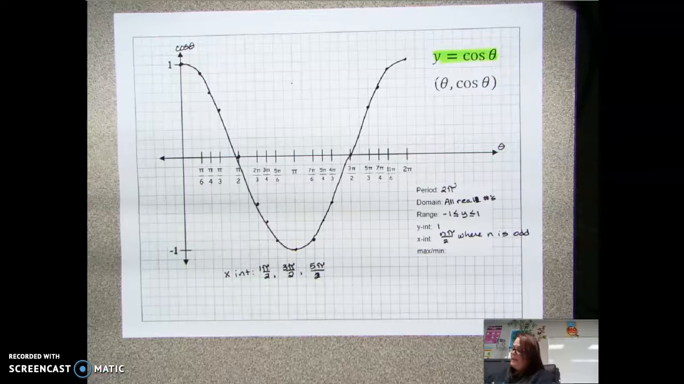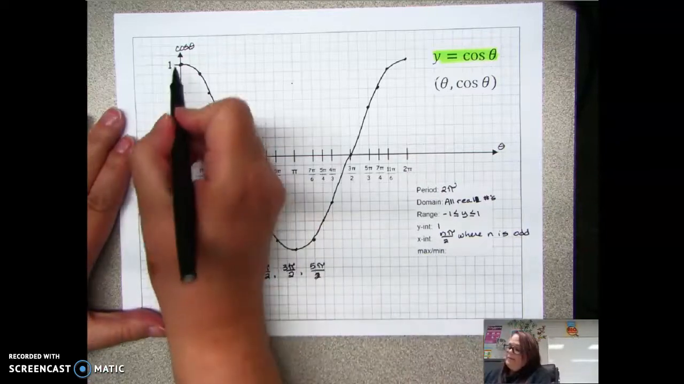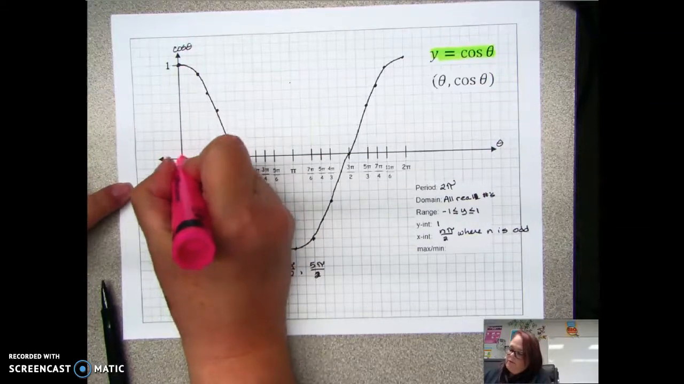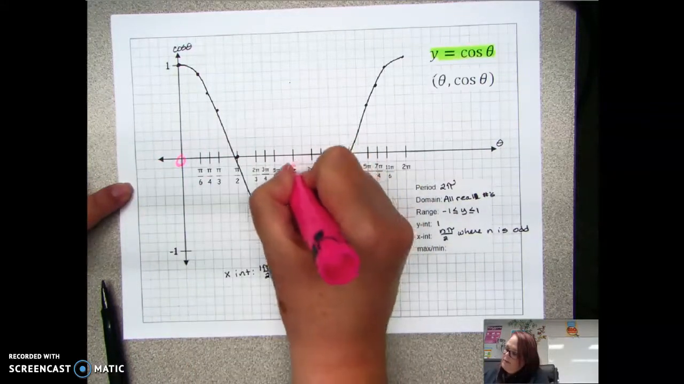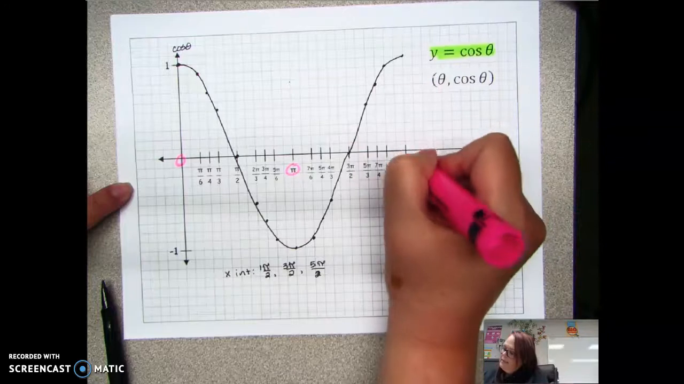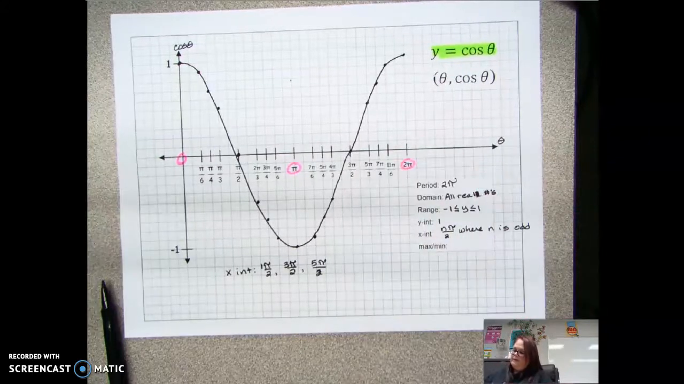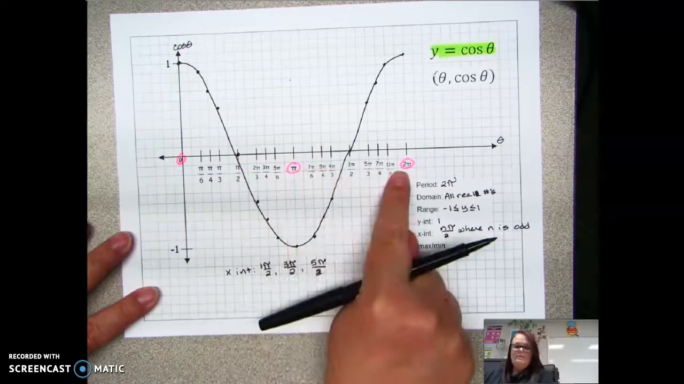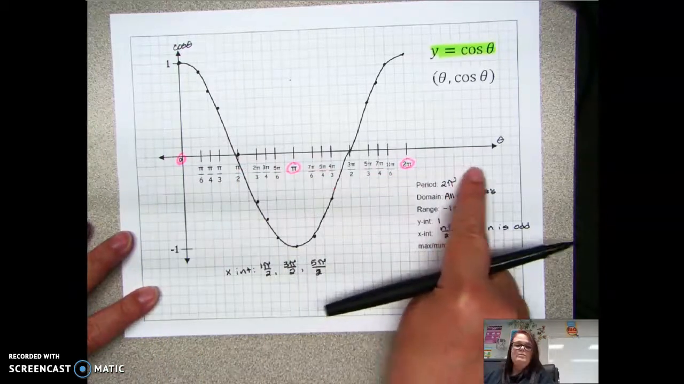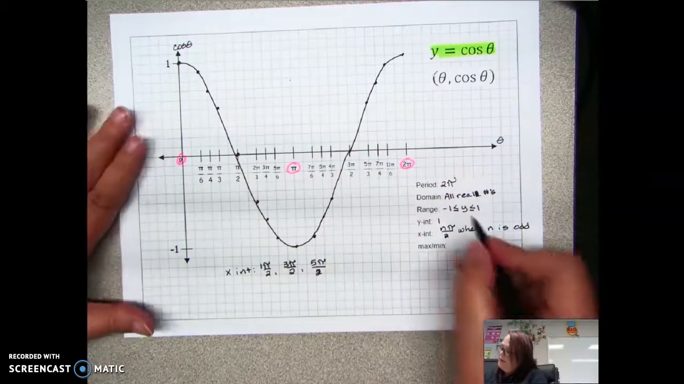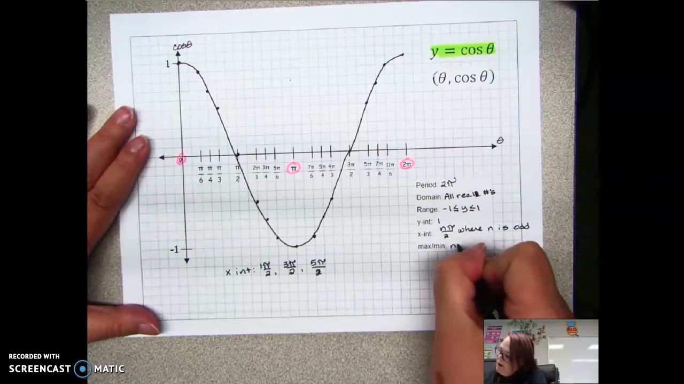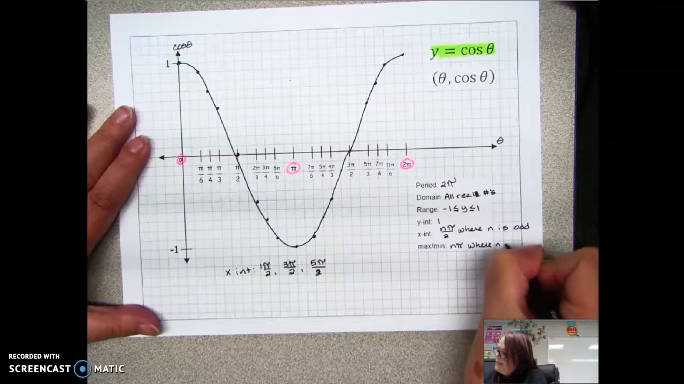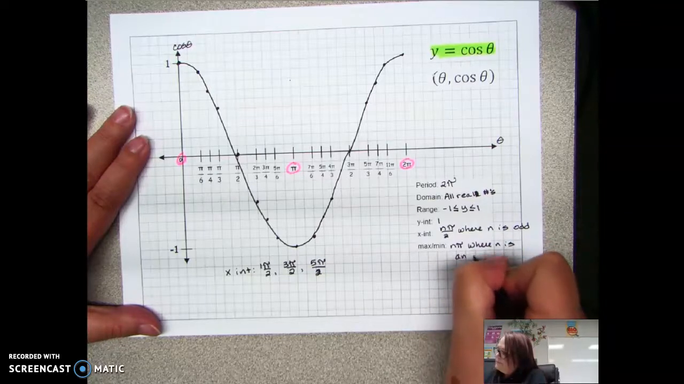Okay. And then when we talk about maximum and minimums, I've got a maximum here at 0. Then I have a minimum here at pi, and then another maximum here at 2 pi. We could put a little 0 here, right? So then that means the next minimum would be at 3 pi, the maximum would be at 4 pi, etc. So my max and min are at n pi, where n is an integer.